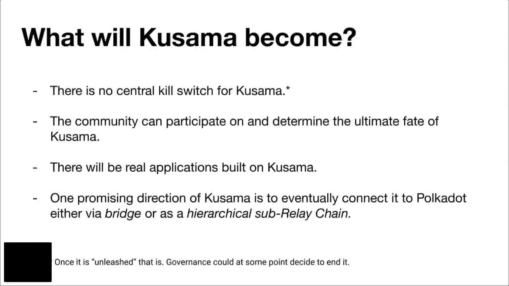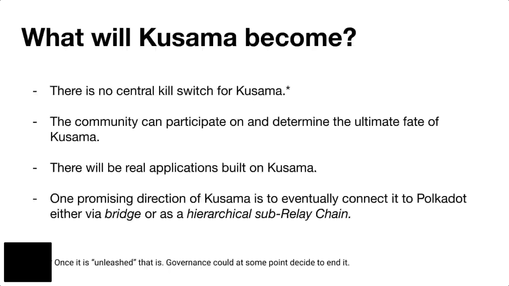So what will Kusama become? Well, first of all, there's no kill switch for Kusama, at least once it's unleashed and governance takes a hold of it. Of course, governance is all powerful, so the stakeholders could at some point vote to end Kusama if that was the will of the KSM holders. But the idea is that there's no way to turn it off.